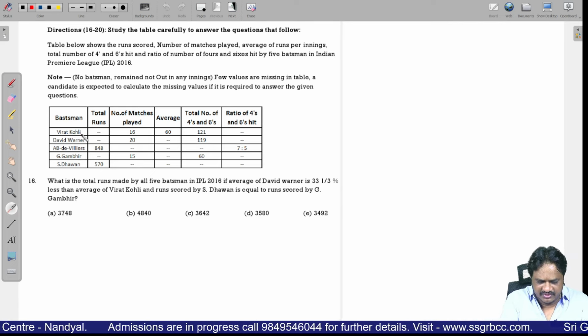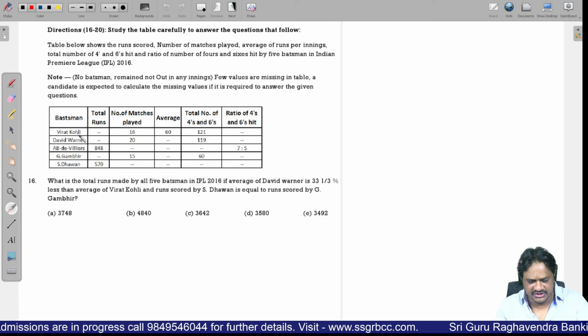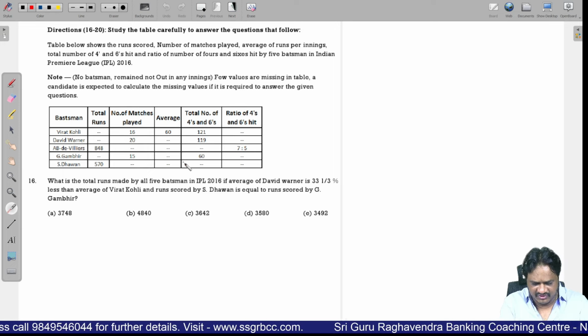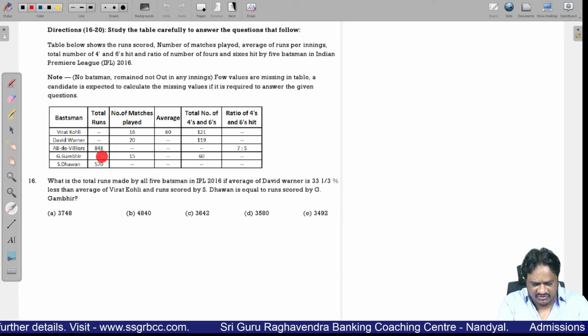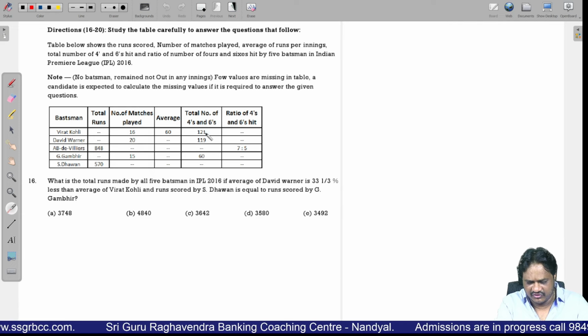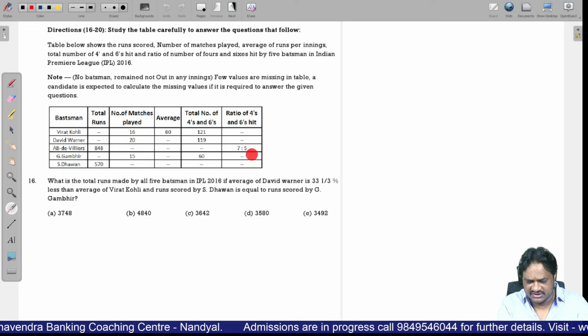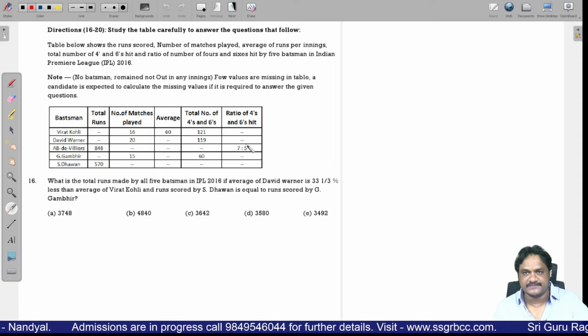So there are five batsmen, namely Virat Kohli, David Warner, AB de Villiers, Gautam Gambhir and Shikhar Dhawan. In some, blank values are there, missing values. You have to calculate the missing values based on the questions. And for some, we are given total runs, number of matches played, average, total number of fours and sixes, 121. In this, how many fours and how many sixes, the ratio is given in the last. That is given for only AB de Villiers, 7:5. That means number of fours is 7 parts, number of sixes is 5 parts. Let us directly move to the questions.